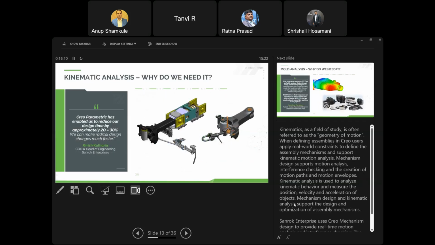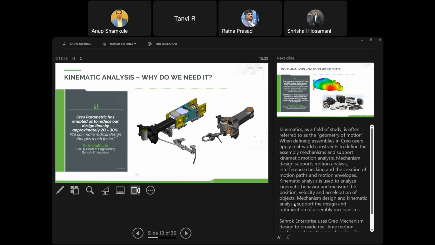And when it comes to kinematic analysis, generally when we talk about kinematics, people will say that when you have moving components, it is referred to as the geometry of motion. Whenever we are defining assemblies in Creo, users will apply real world constraints to define the assembly mechanisms and support kinematic motion analysis. So there is a mechanism design which is inbuilt in Creo. It supports this motion analysis, and also interference checking, and also creating motion parts and motion envelopes.